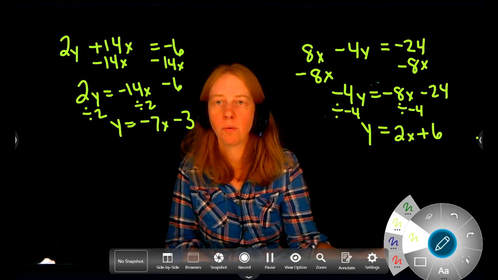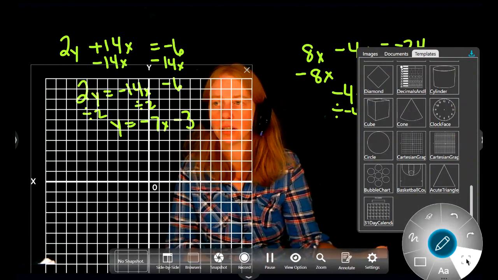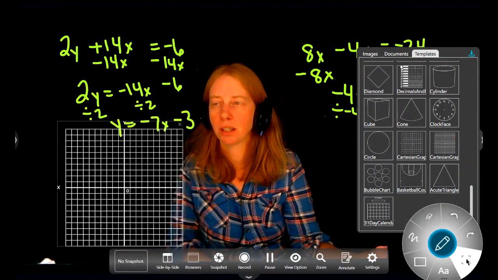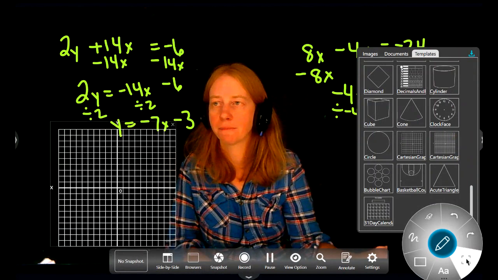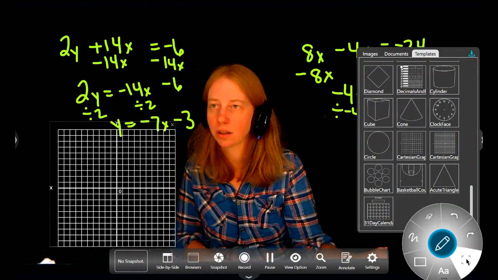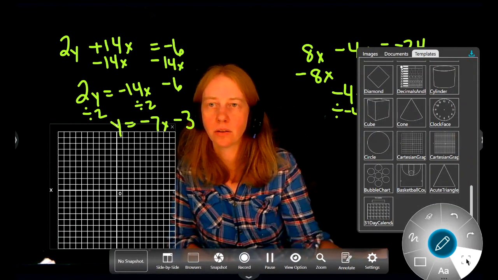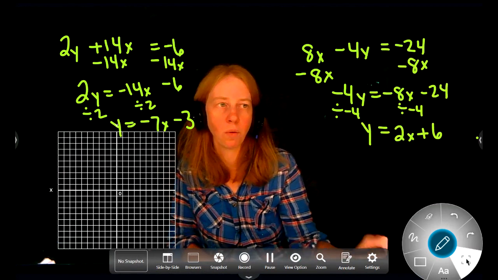So now we have 2 equations that we can use. And I'm going to grab my larger Cartesian graph, but I'm going to make it small so it fits. Okay, I think that'll be good enough. Okay, so let's go ahead and graph this.